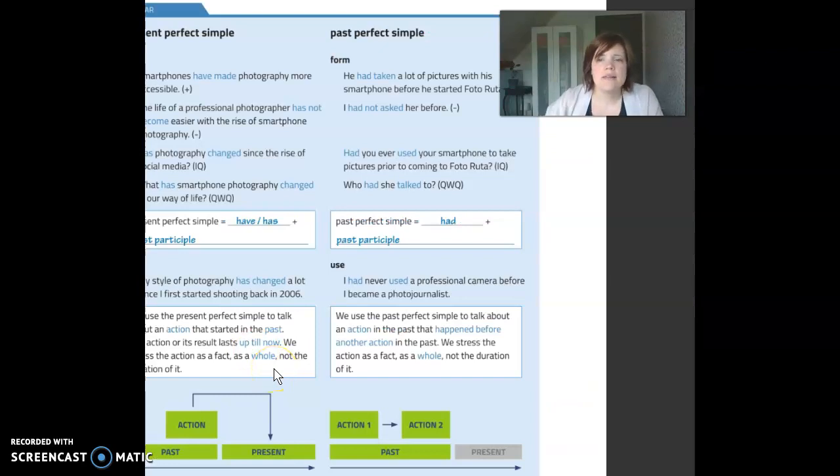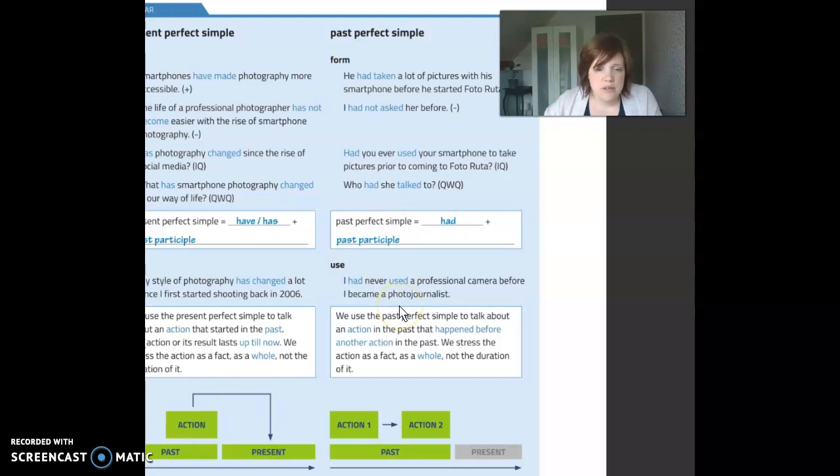Okay, let's start by focusing on the form. He had taken a lot of pictures with his smartphone. I hadn't asked her before. The full form is I had not asked her before. Had you ever used your smartphone to take pictures? Who had she talked to? We form this tense, the past perfect simple tense, by had plus the past participle.